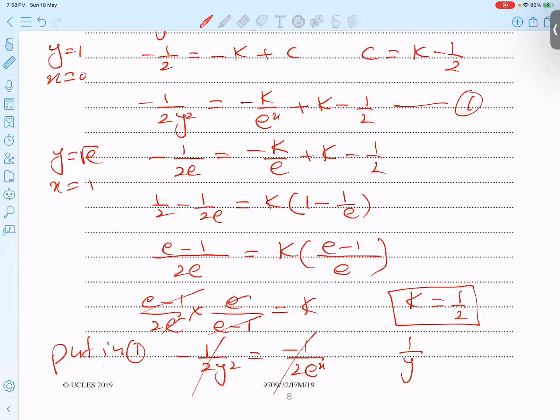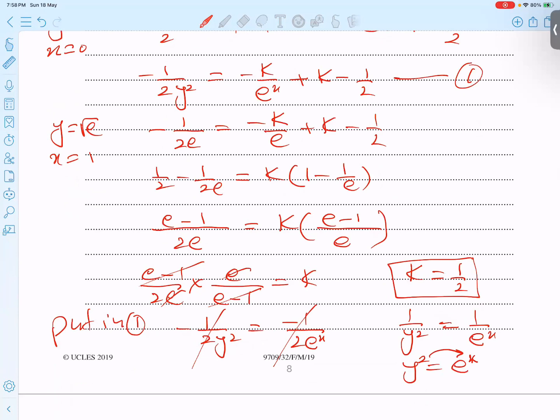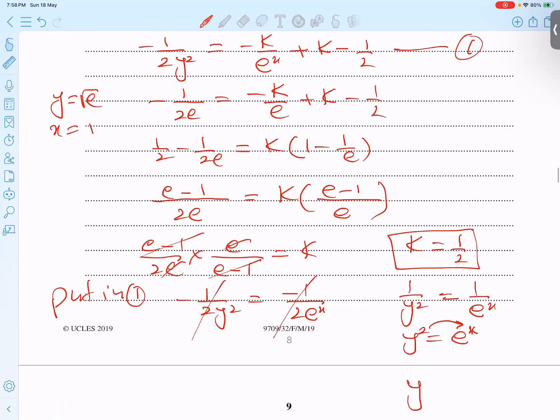I get 1 over y square equals 1 over e to power x. Cross multiply: y square equals e to power x. The power on y goes to the other side and becomes half power. Half power means e to power x, whole root. If you write it this way, it's not wrong, or you write it as half x, not wrong. So this is the final form that was demanded from us.